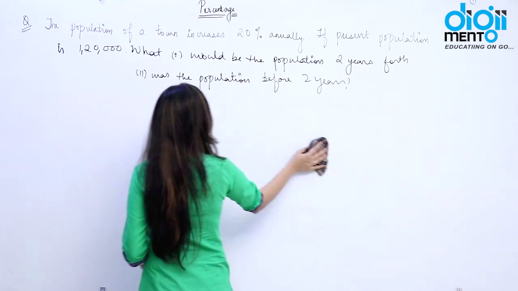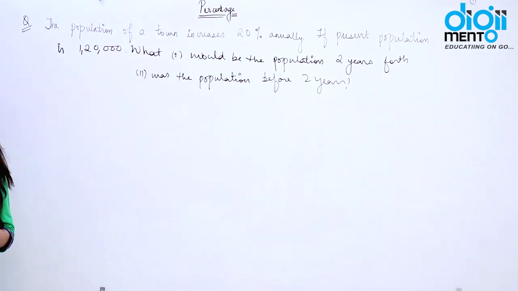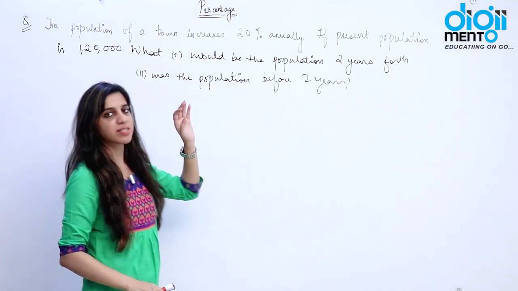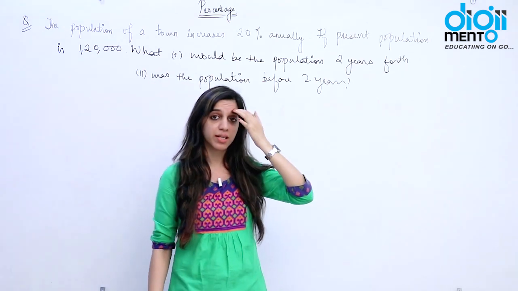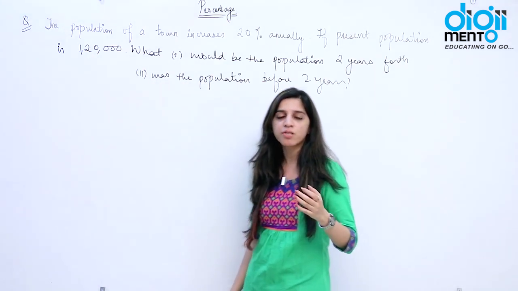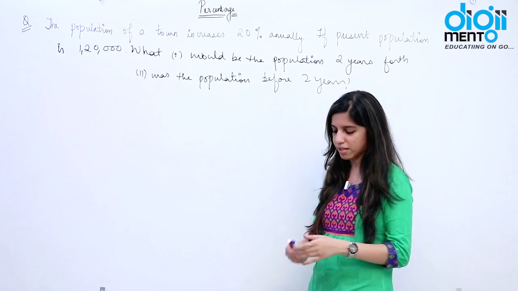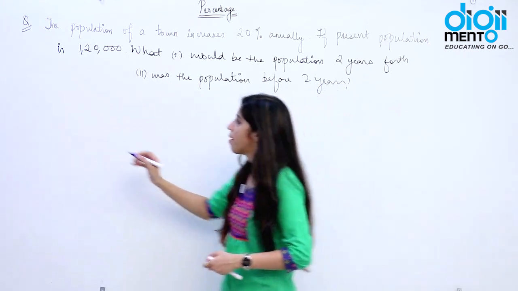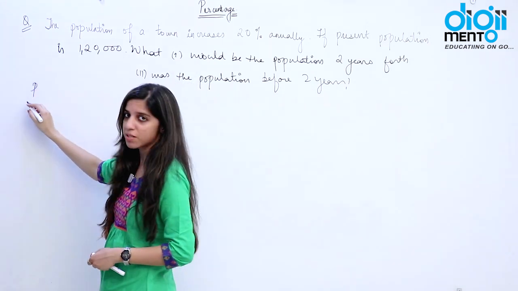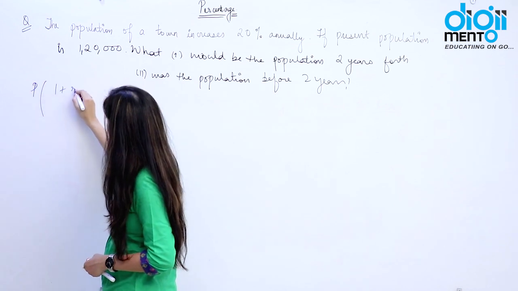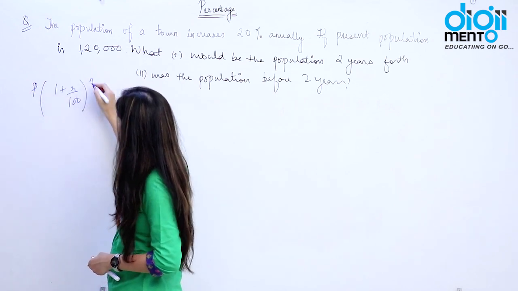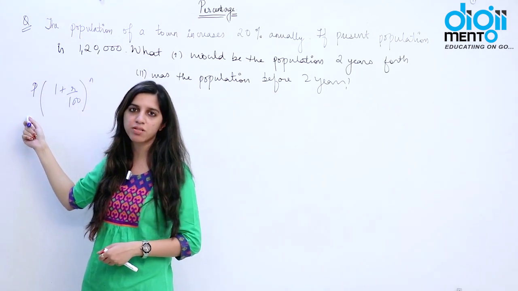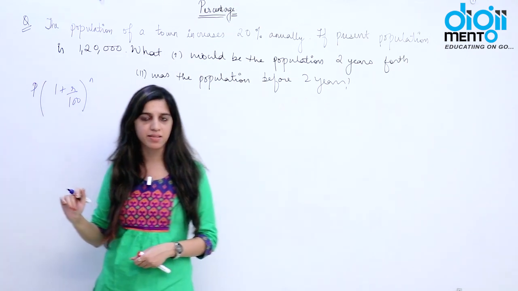So what is going to happen after n years if population keeps on increasing with the same rate of R% per year, per annum, then what is going to be the population of the town after n years? It is going to be P, which is the present population, into 1 plus R by 100 to the power n. So directly we can just use this method to calculate our answers, right.